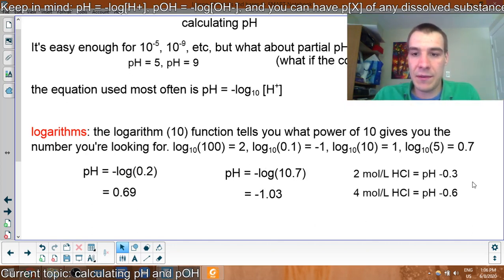You can have negative 1.3. 2 moles per liter would be negative 0.3. 4 moles per liter would be negative 0.6. You might have actually used some of these, like 2 mole per liter HCl, in a lab at some point in grade 11, and you were using something with a negative pH, and you didn't even know it.